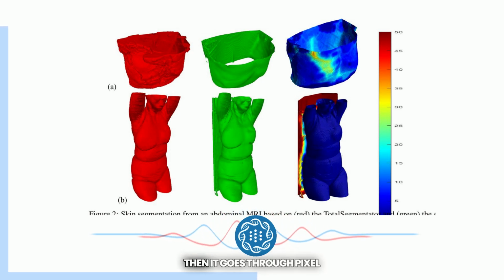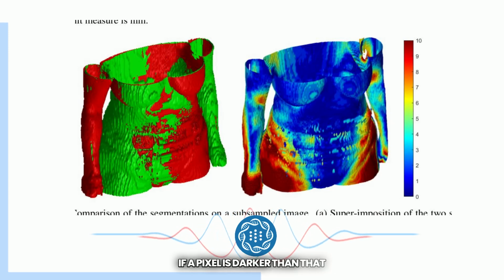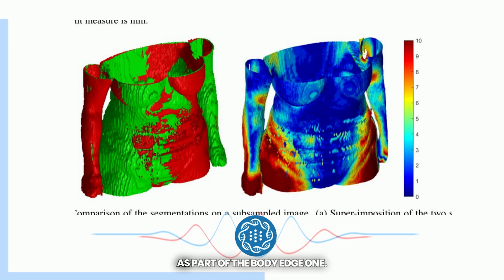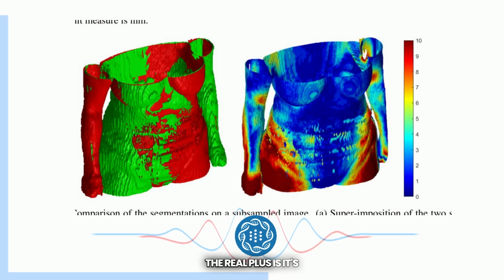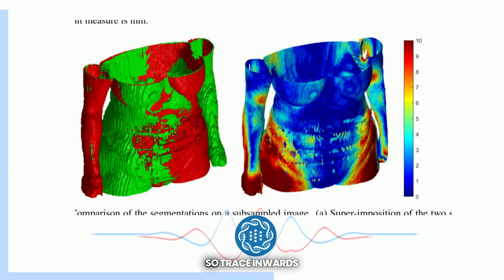Kinda, yeah. Then it goes through pixel by pixel, slice by slice. If a pixel is darker than that value, it's background, 0. If it's brighter, it's marked as part of the body edge, 1. It traces out that boundary. The real plus is it's designed to be flexible. You can adapt it to different image types by tweaking settings. So trace inwards based on brightness.